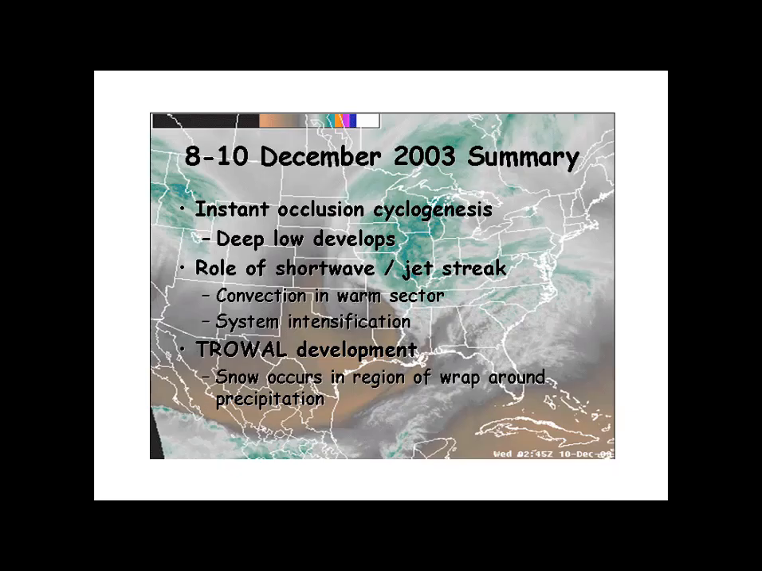In summary, this is not only a good example of cold air cyclogenesis, but also of instant occlusion cyclogenesis. We also wanted to note the role of the short wave and the jet streak in the occlusion process, and also the short wave and jet streak's role in convection in the warm sector, and the development of the secondary warm conveyor belt and subsequent system intensification. We also followed the development of the trowel and noted that the snow occurs in the region of wraparound precipitation in the cold air sector behind the low.